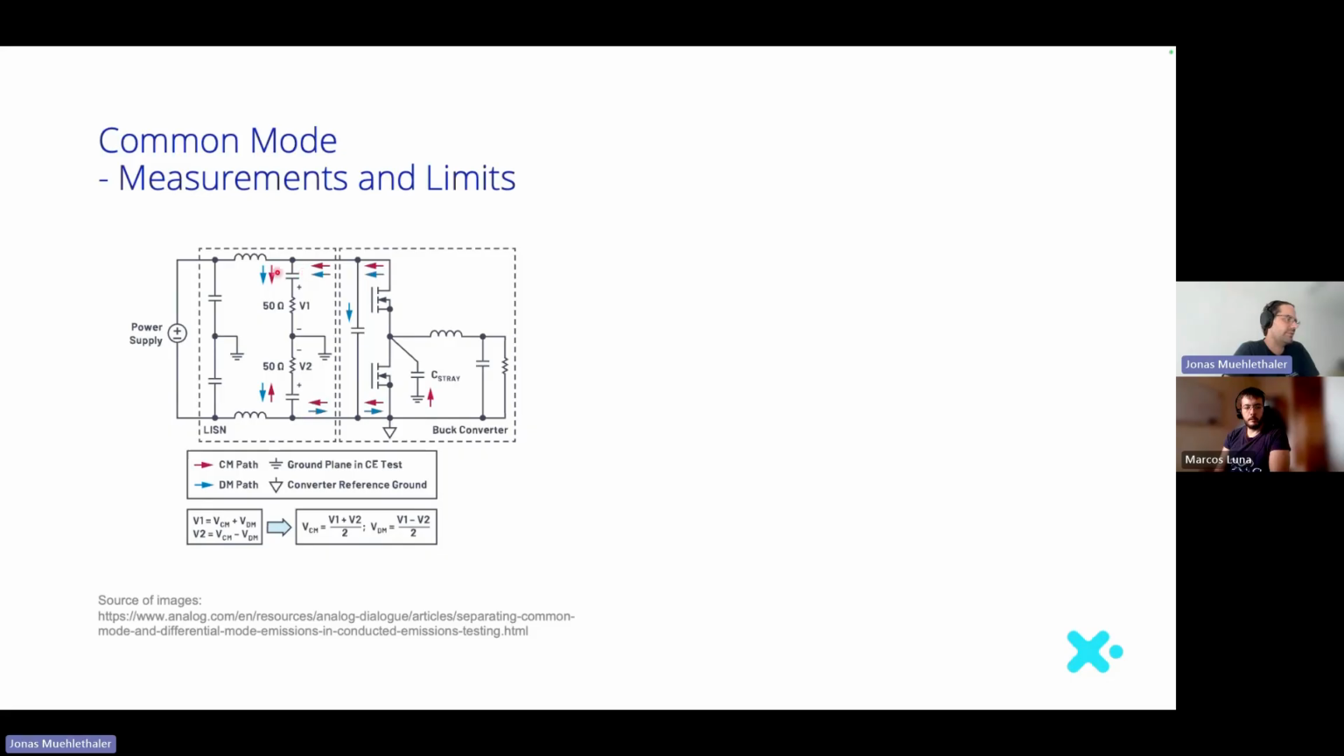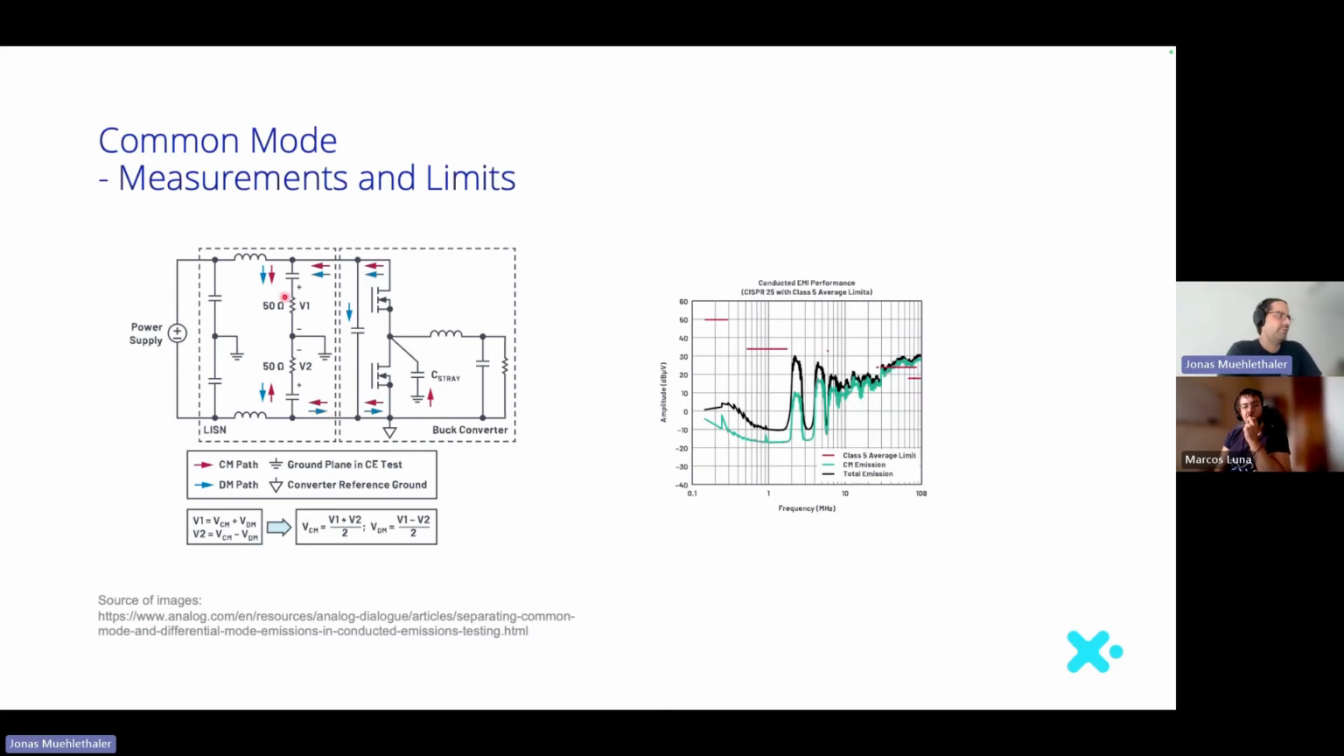A bit different is the differential mode. The differential mode is the more commonly known current. It flows as a loop, and you can see here it's positive, leading to a positive voltage here, a positive voltage from the minus to plus, but negative voltage from plus to minus. So in this case you have to subtract the voltages, and like this you get the differential mode noise. If that was too fast, there is a source where I also took the image from, so you can read more about this.